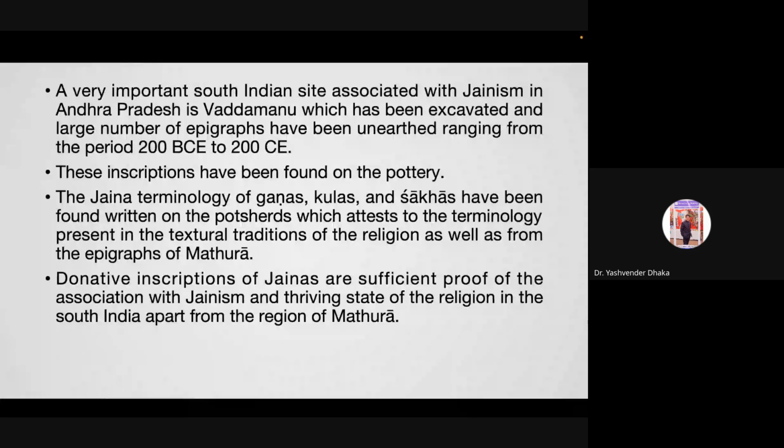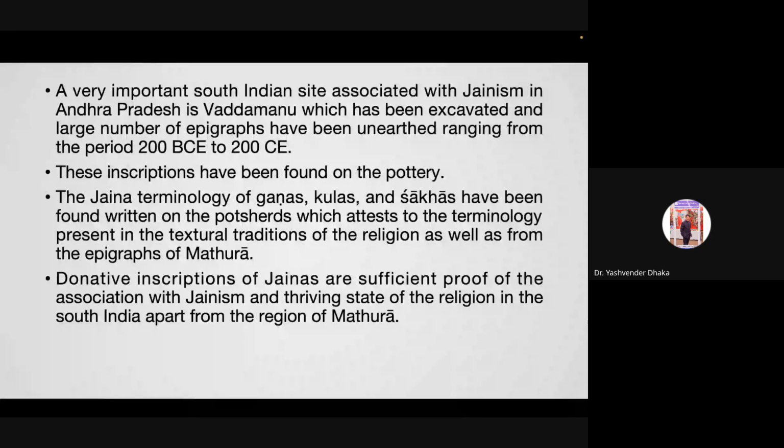And we have seen in the earlier two lectures the epigraphs of Mathura, the 103 epigraphs that we discussed earlier. We see the similar tradition of Gana, Kula, Shakha, which is available from Vaddamanu also, which is available if you go to Tamil Nadu also, Karnataka, which is available from Mathura also, and later on we find the same in the text also in the Acharanga Sutra. So the donative inscriptions of Jainas are sufficient proof of the association with Jainism and the thriving state of the religion in South India, apart from the region of Mathura. So it is not so that the mercantile community is supporting Jainism in Mathura only.